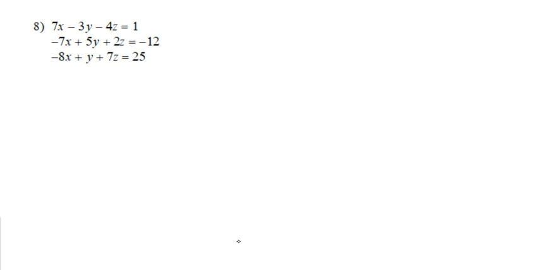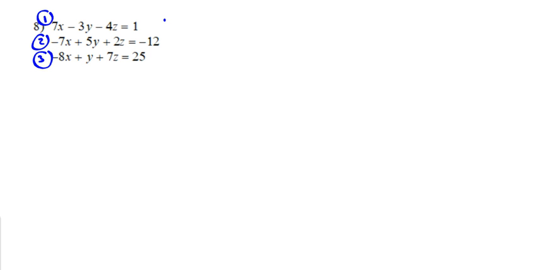All right, number 8. We are trying to solve this system of 3 equations with 3 unknowns. And to do that, we're going to pair up equations. So we're either going to try to pair equations 1 and 2, or 2 and 3, or 1 and 3. So there's 3 possible pairings we can do. And our goal is to eliminate the same variable from all those pairings.